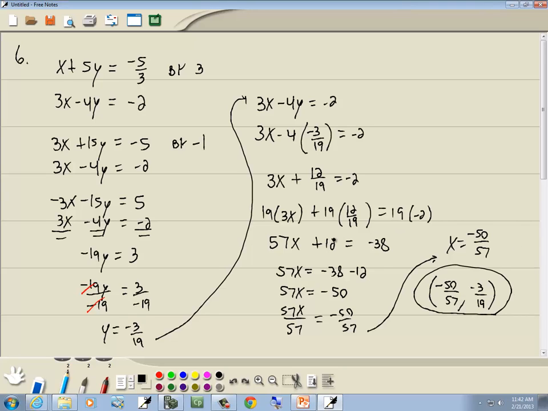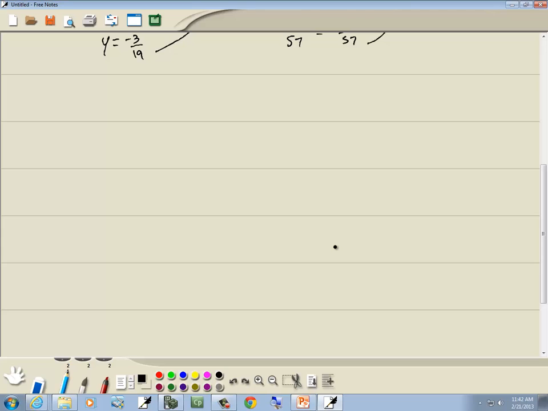Now let me talk about one other type. I don't have an example of it here. It's more of the type you'd see in college algebra. But let's say I had something like this. I'm not going to actually solve this one completely down. And let's have them eliminate the y's.